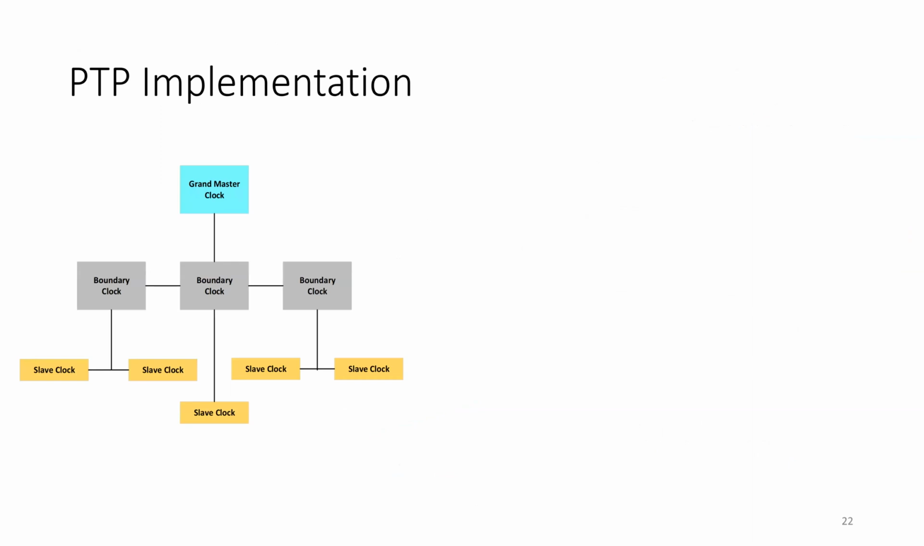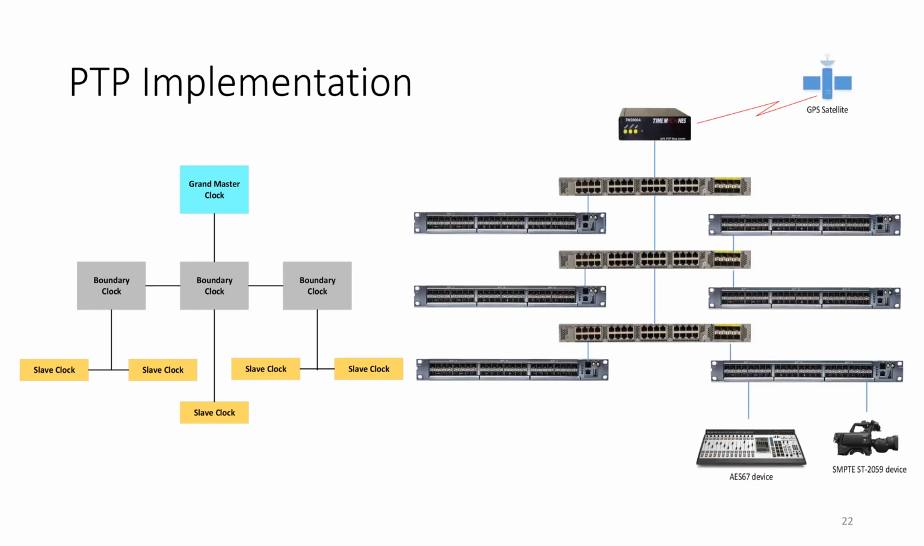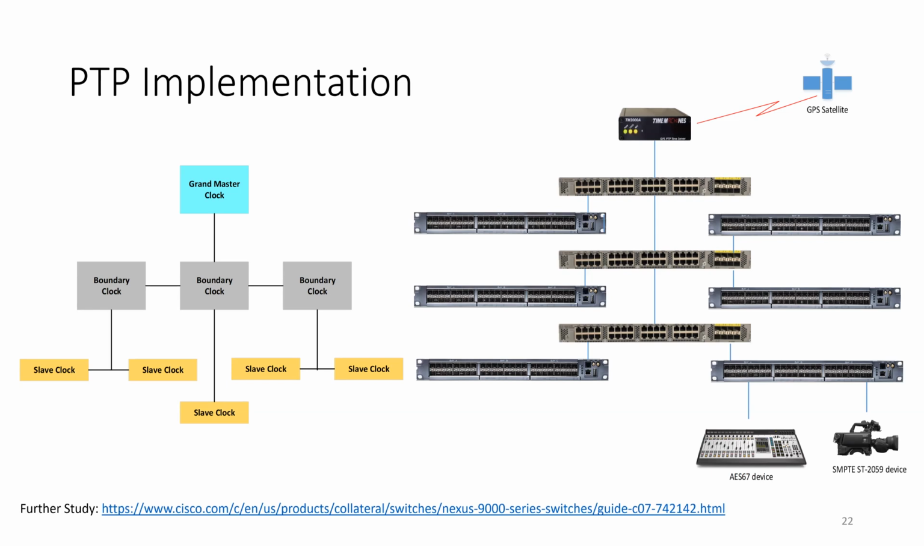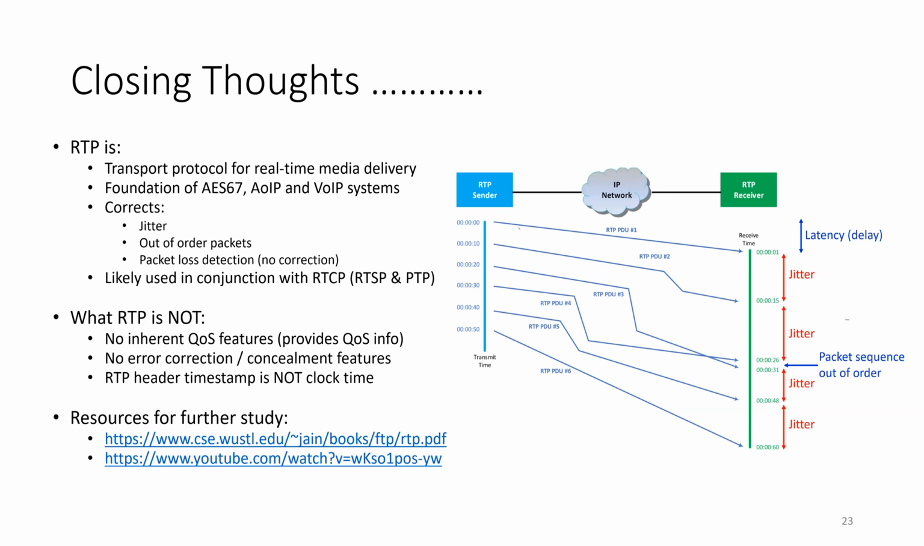Again, from an implementation of PTP, we have this hierarchical arrangement between the grandmaster clock, the boundary clocks, and the slave clocks that are in turn slave to those boundary clocks. From a practical implementation side, this may look something like this, where we finally get down to our individual media type devices that are connected to our network. And of course, there's a lot more to learn about PTP, and here's a URL for some further study on that particular topic. So, looking to wrap up some closing thoughts.